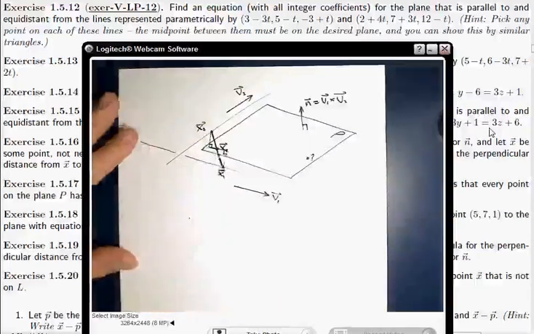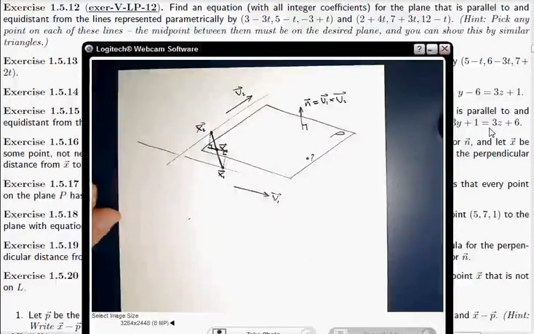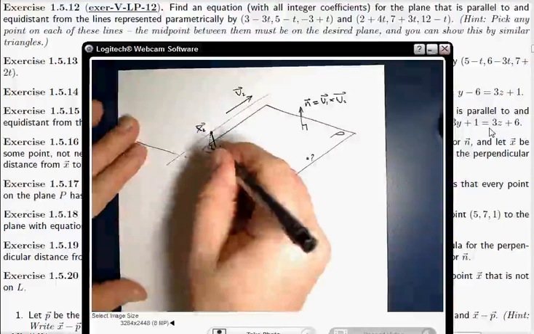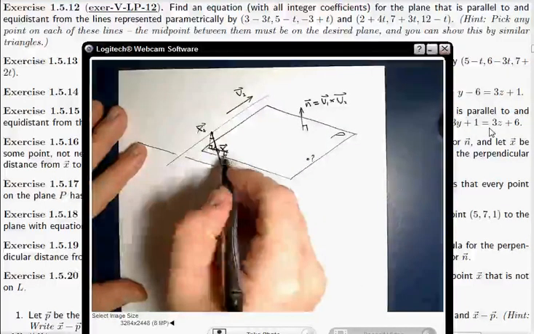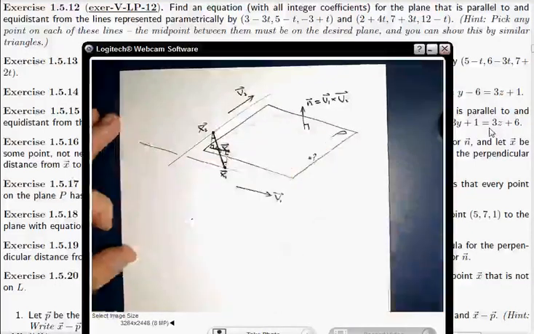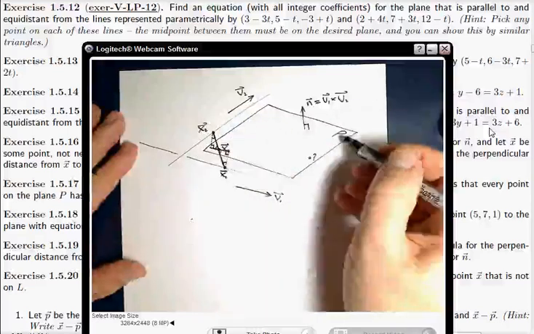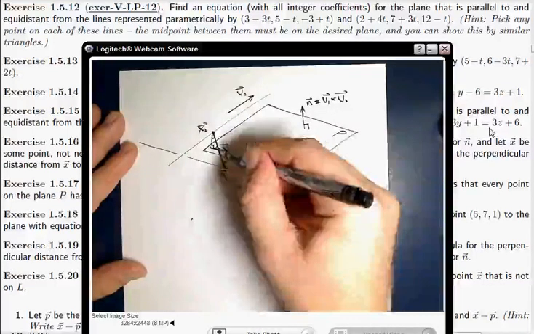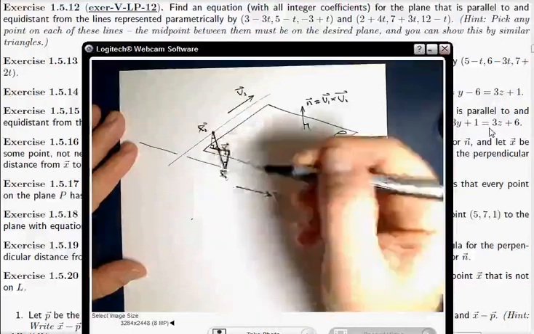I claim they're similar triangles. In fact, they're congruent triangles. Clearly, that angle is the same as that angle, and that angle is the same as that angle, and that's a right angle, and that's a right angle. The angles are all equal. And by assumption, this plane is equidistant from the two lines, which means that this, by assumption, is equal to that.